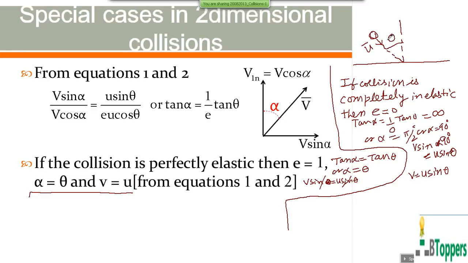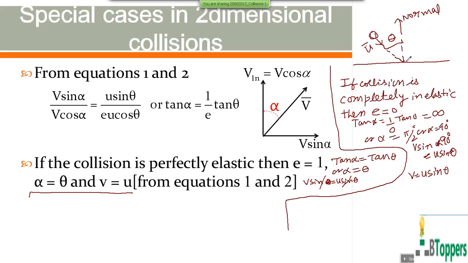Here the ball strikes the smooth and fixed plane with initial velocity u bar at an angle theta with a normal to the plane. If the collision is perfectly elastic, then the ball rebounds with the same speed with which it strikes the plane, and at the same angle with the normal to the plane.